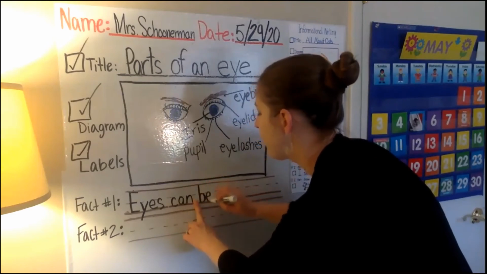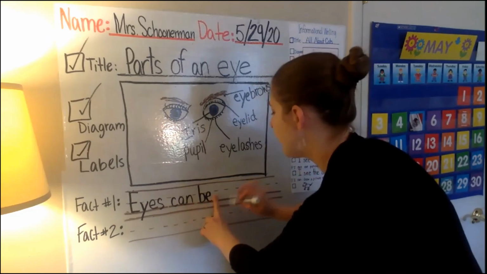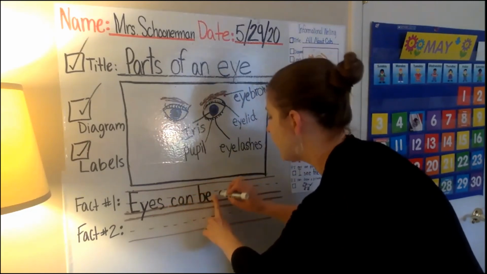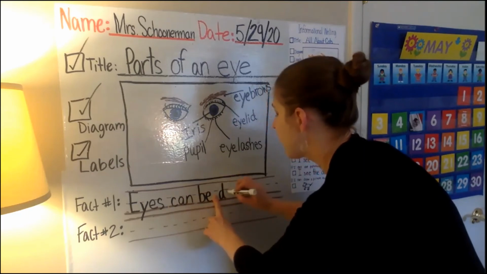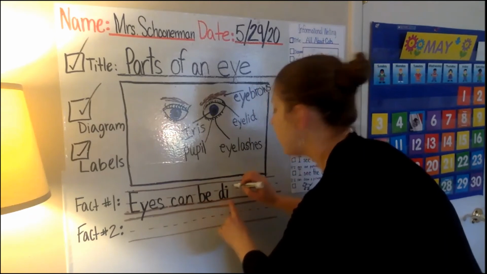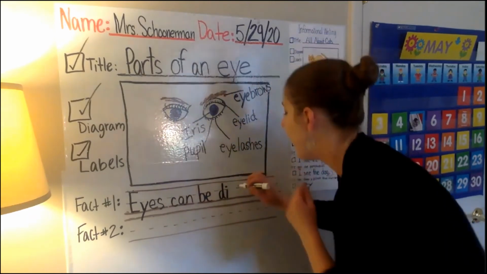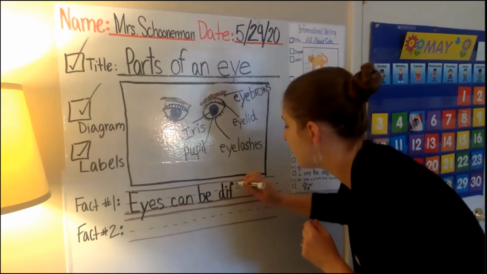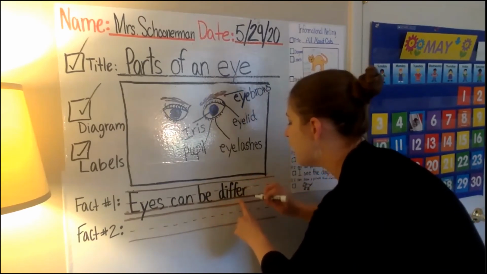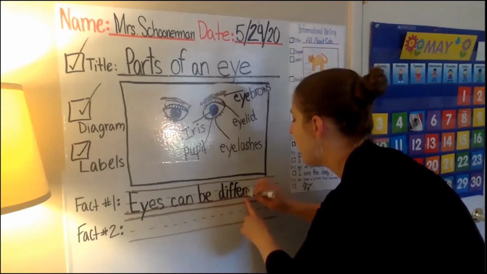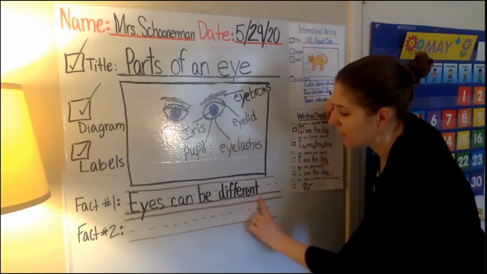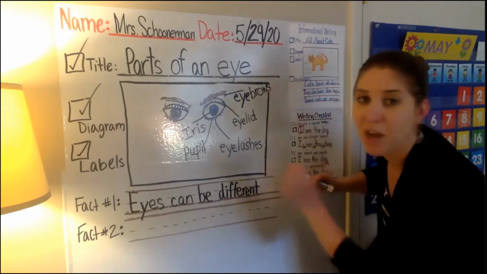Be. Leave a finger space, different word. Eyes can be different. D. I hear an I. F. And that's actually two F's in a row. Diff. And then it's ER, differ. And then it's the rest of the word. ENT, different. Eyes can be different colors.